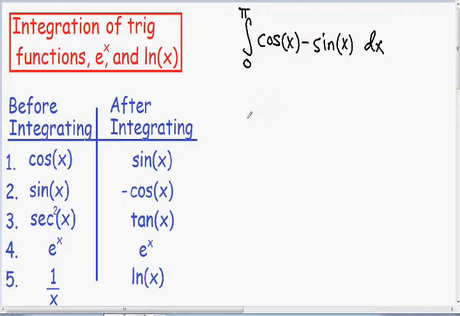So now I want to go over a definite integral example containing trig functions. So here we have the integral with a lower limit of 0 and an upper limit of pi of the cosine of x minus the sine of x dx.